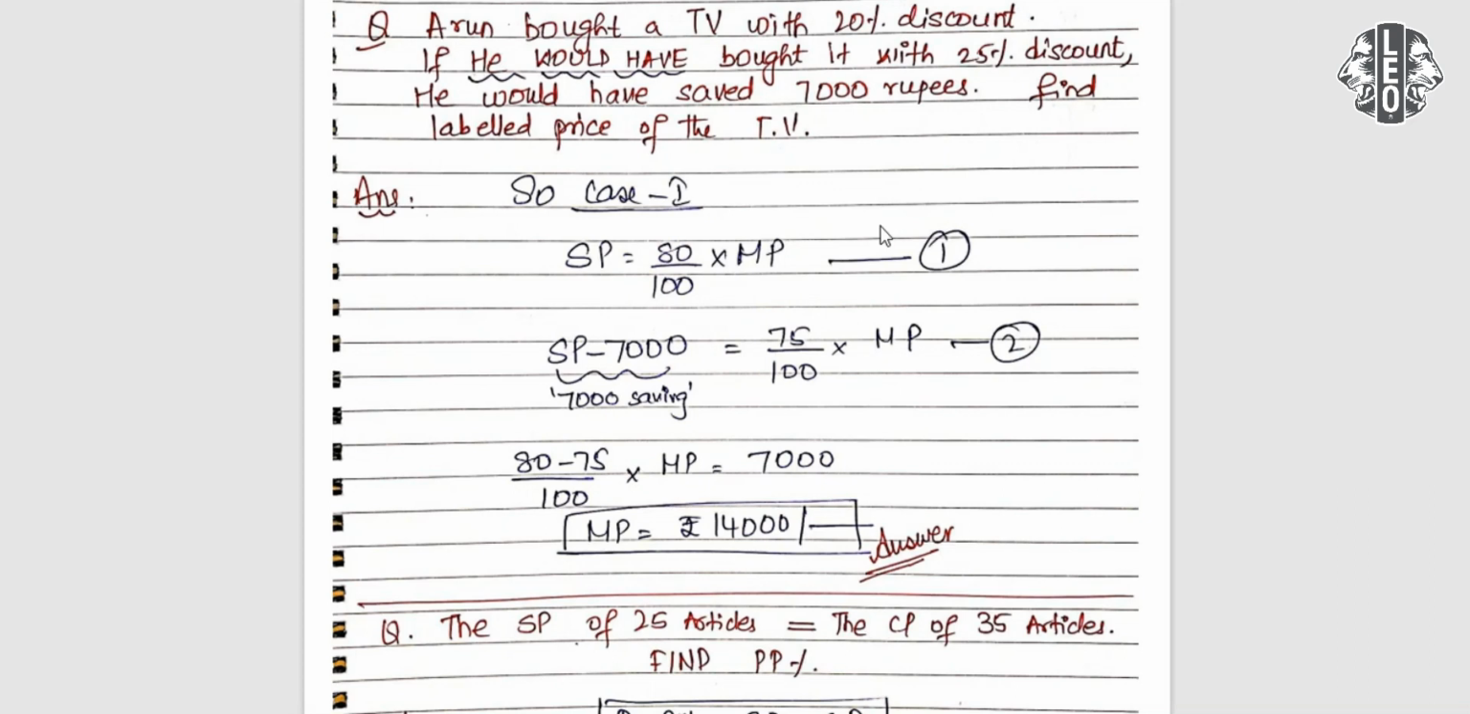So the selling price, the final value, is equal to 100 minus 20 discount, 80% of marked price. Case 1, that is equation 1. That is marked as equation 1. Keep writing. Second case. Okay, second case, savings.